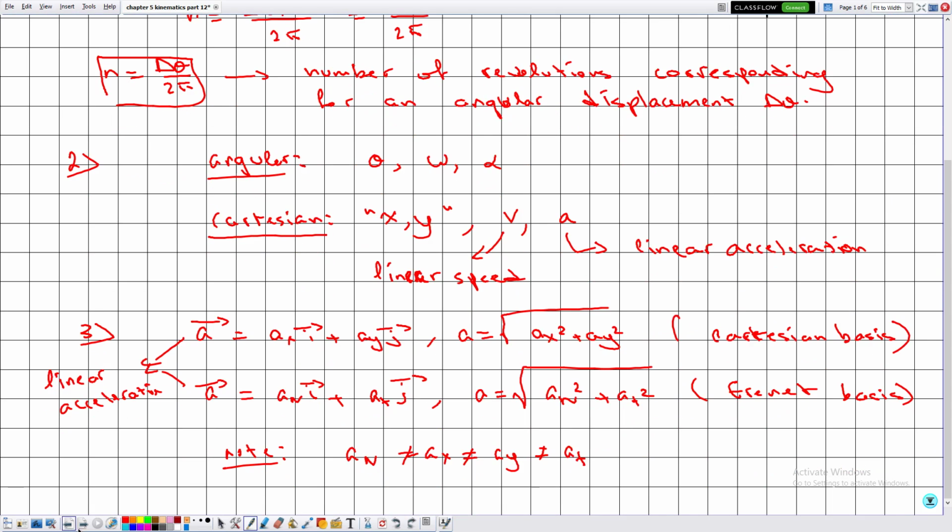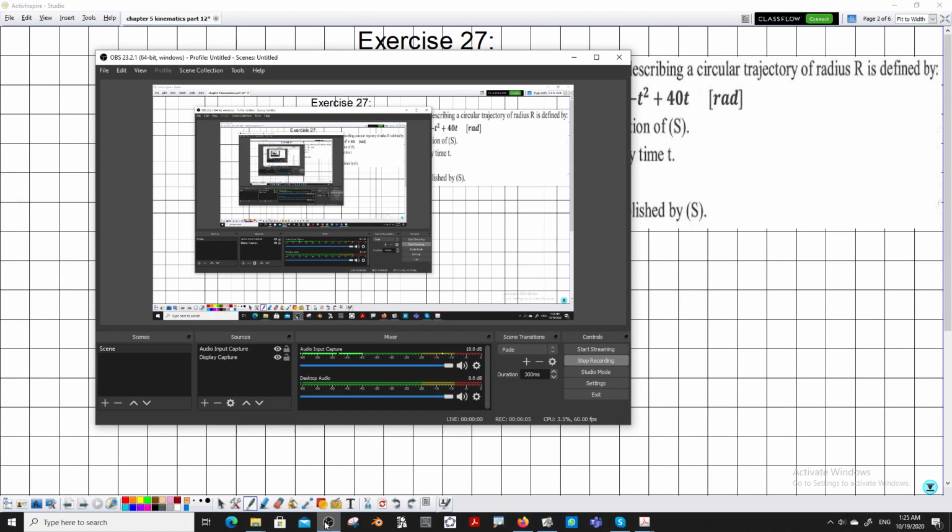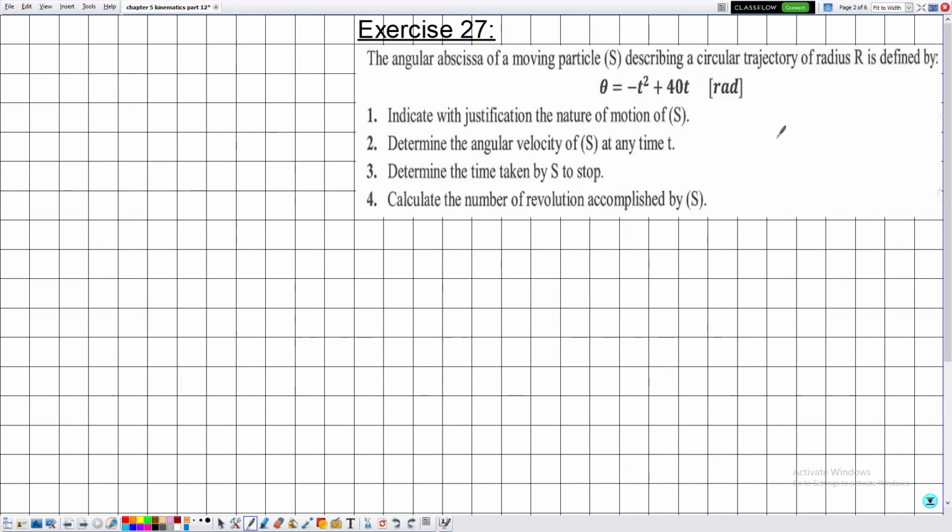Okay, so let's start with exercise number 27. They are telling me the angular abscissa of a moving particle describing a circular trajectory of radius r is defined by theta is equal to minus t squared plus 40t radians, radians being the unit of the angle, which means that we are using SI units.